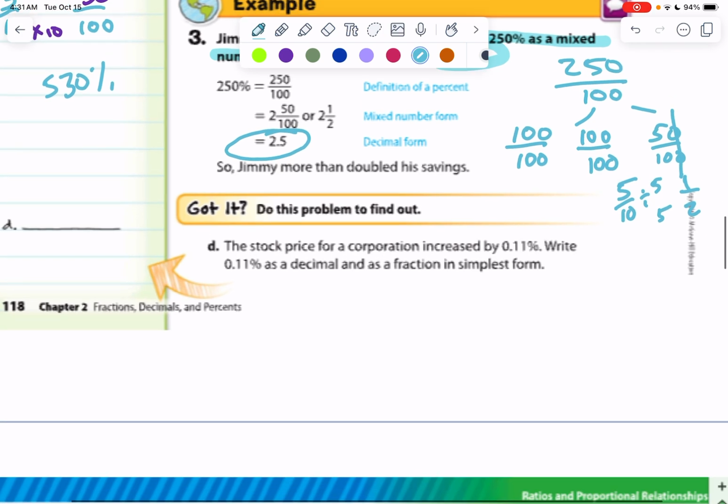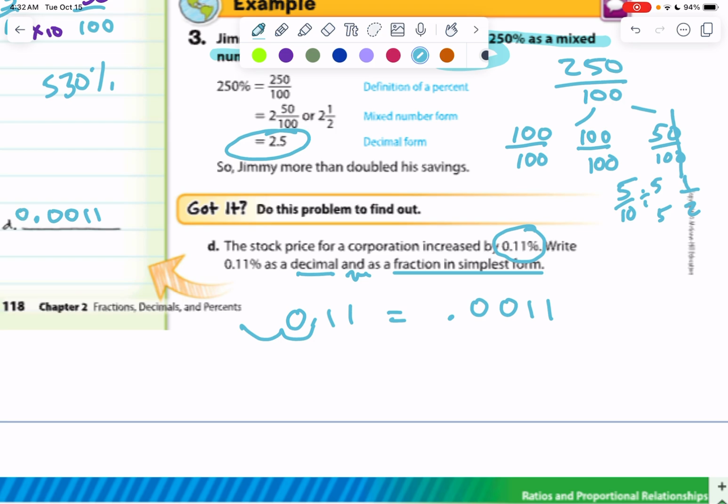Okay. D, the stock price for a corporation increased by 0.11%, or 11 hundredths of a percent. Write 11 hundredths of a percent as a decimal and as a fraction in simplest form. All right. Well, let's do this. Let's move the decimal. 0.11, 1, 2. So that is 0.0011. There's our decimal, right?